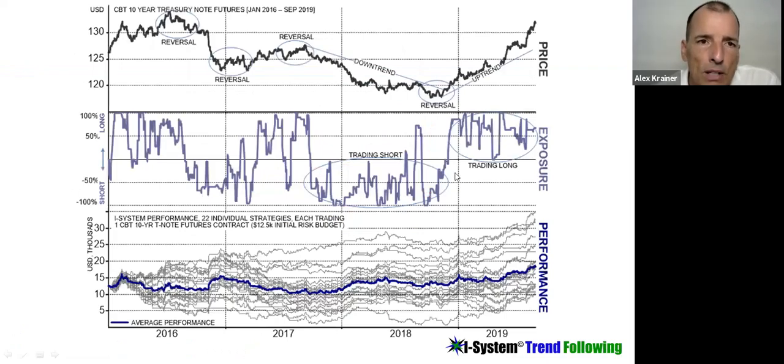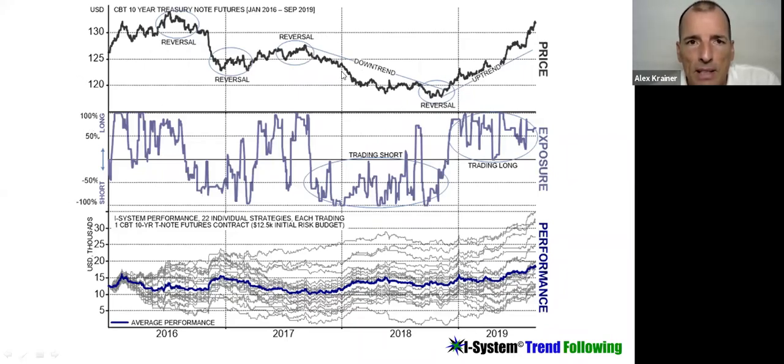This is the performance of the trend following model that I've developed and I use. Basically, what you see here in the top chart is the price of the US 10-year Treasury note. In the bottom, you have the performance of 22 individual strategies, which are all trend following strategies. And in the middle, you have the exposure chart, which is fluctuating between 100% short, if we believe the market is in a downtrend, and 100% long, if we believe that the market is in an uptrend.